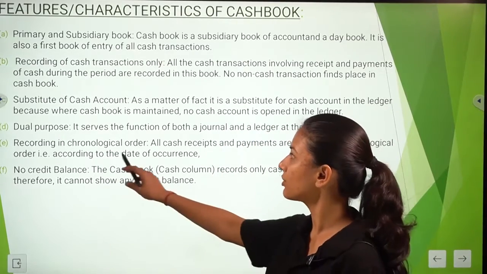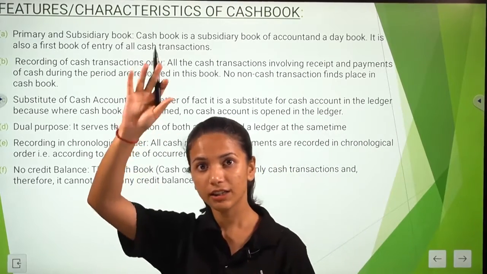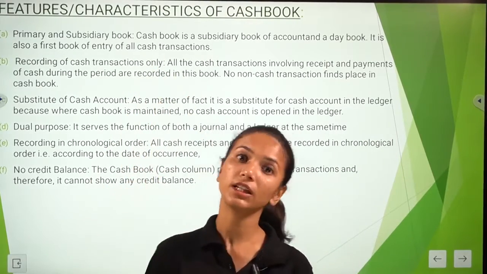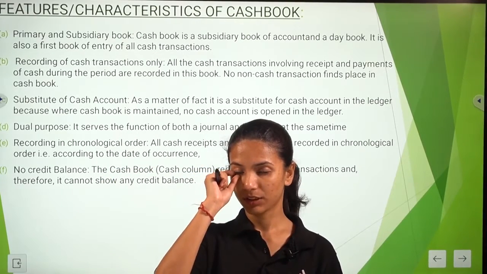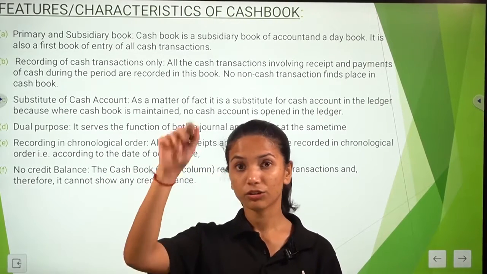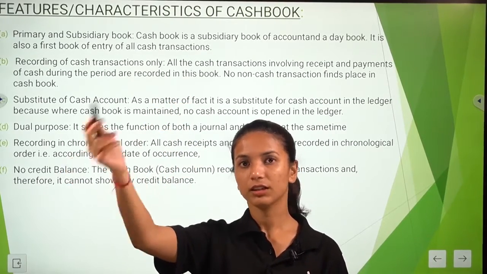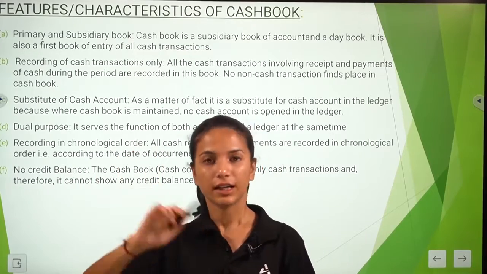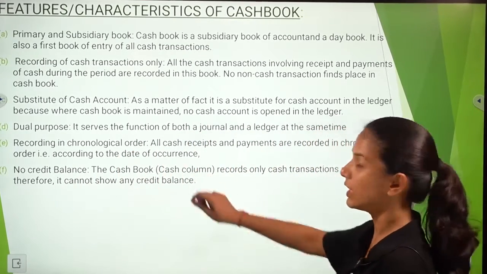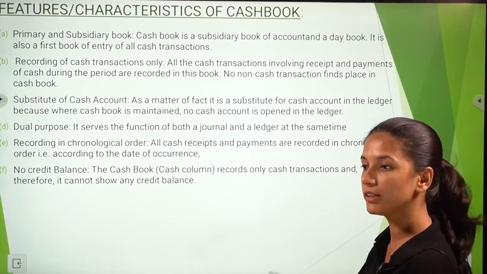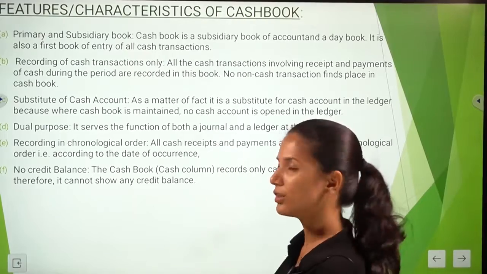Next, recording in chronological order. So all the transactions are recorded in a chronological, date-wise order. Okay. So let's say from 1st April to 31st, you are going to record it chronologically. First, after that, if there is no transaction on the second, then you record for the third. Like that. Okay. So according to the date of occurrence, when the transaction took place, according to those dates you are going to record it.